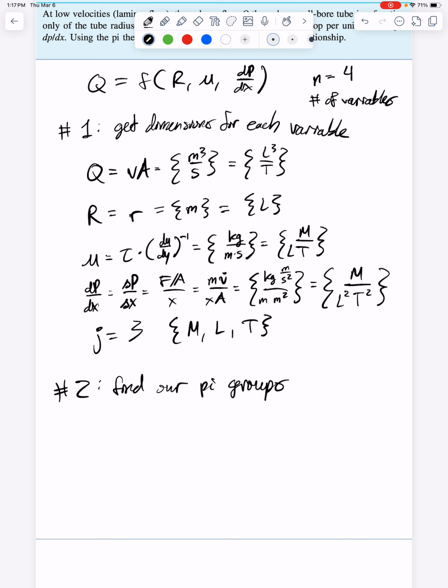So how many pi groups do we have? The way to determine the amount of pi groups we have is you take the number of variables, n, minus the amount of dimensions we're working with, 3. Therefore, we're going to have 1 pi group.